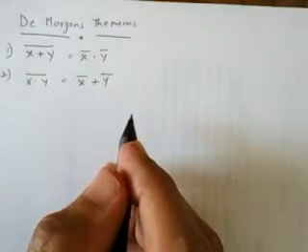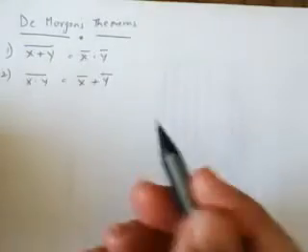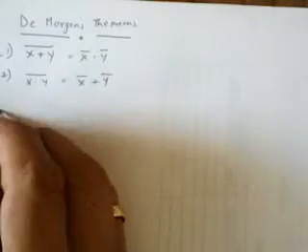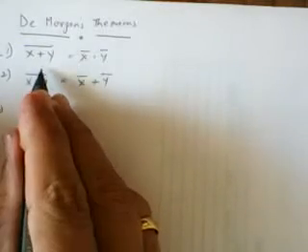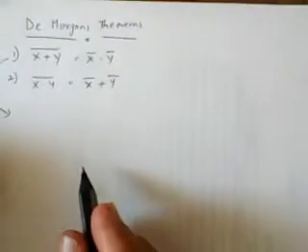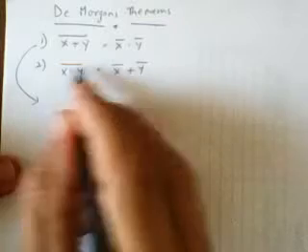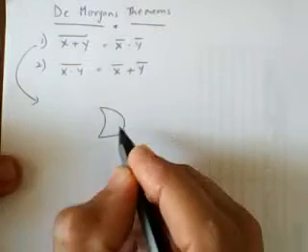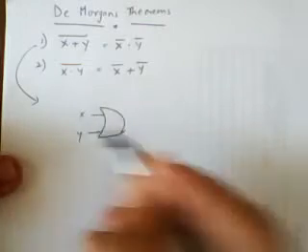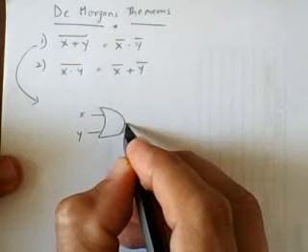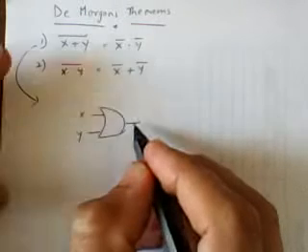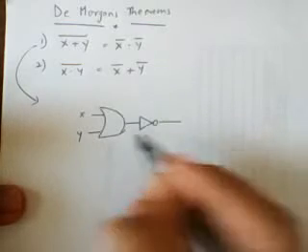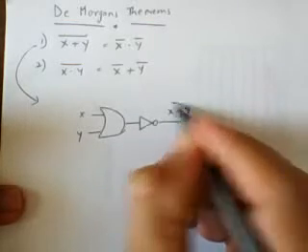Now we shall prove the first one. Before that, I will draw the circuit diagram for these two. First one, I will draw the circuit diagram, LHS and RHS. Now, x plus y whole bar. X plus y is made using an OR gate. This is x. This is y. This is x plus y. Now, to have the whole over bar, the whole complement, we should add a NOT gate. So here we will have x plus y whole bar.